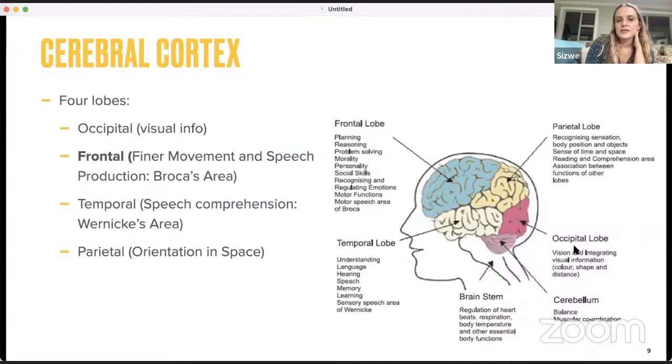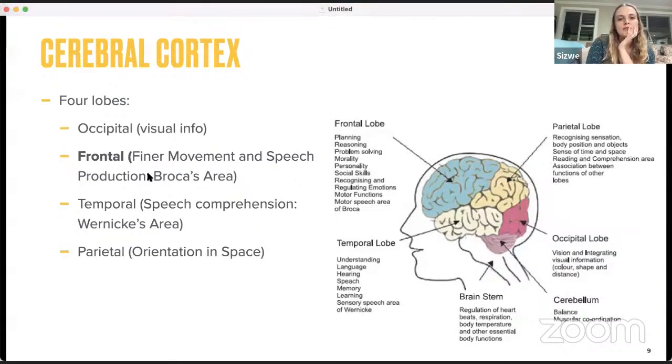So the occipital, visual information. So it says vision and integrating visual information, color, shape, distance. Obviously that's important because once we see something, we then need something to process what we're seeing. Otherwise it's literally like staring at nothing. We might as well be doing that.